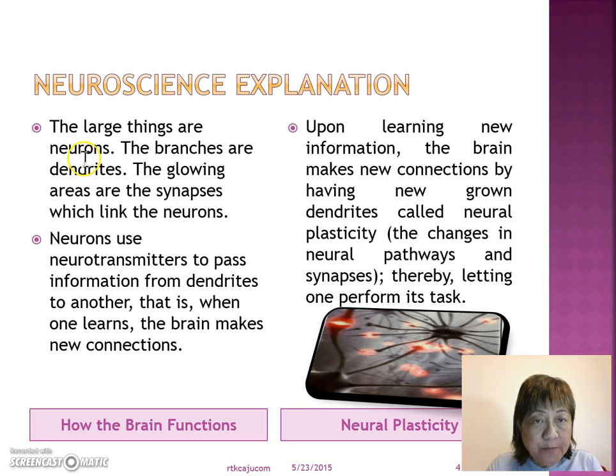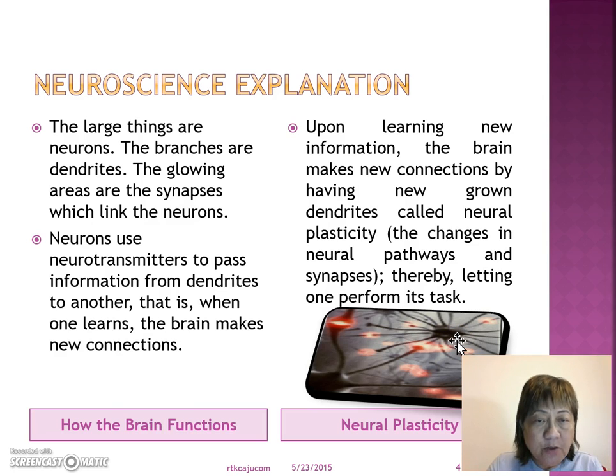Let me explain how neuroscience discusses it. Looking at the image below, the large things here are called neurons. The branches are dendrites. The glowing areas are the synapses which link the neurons. Neurons use neurotransmitters to pass information from one dendrite to another.